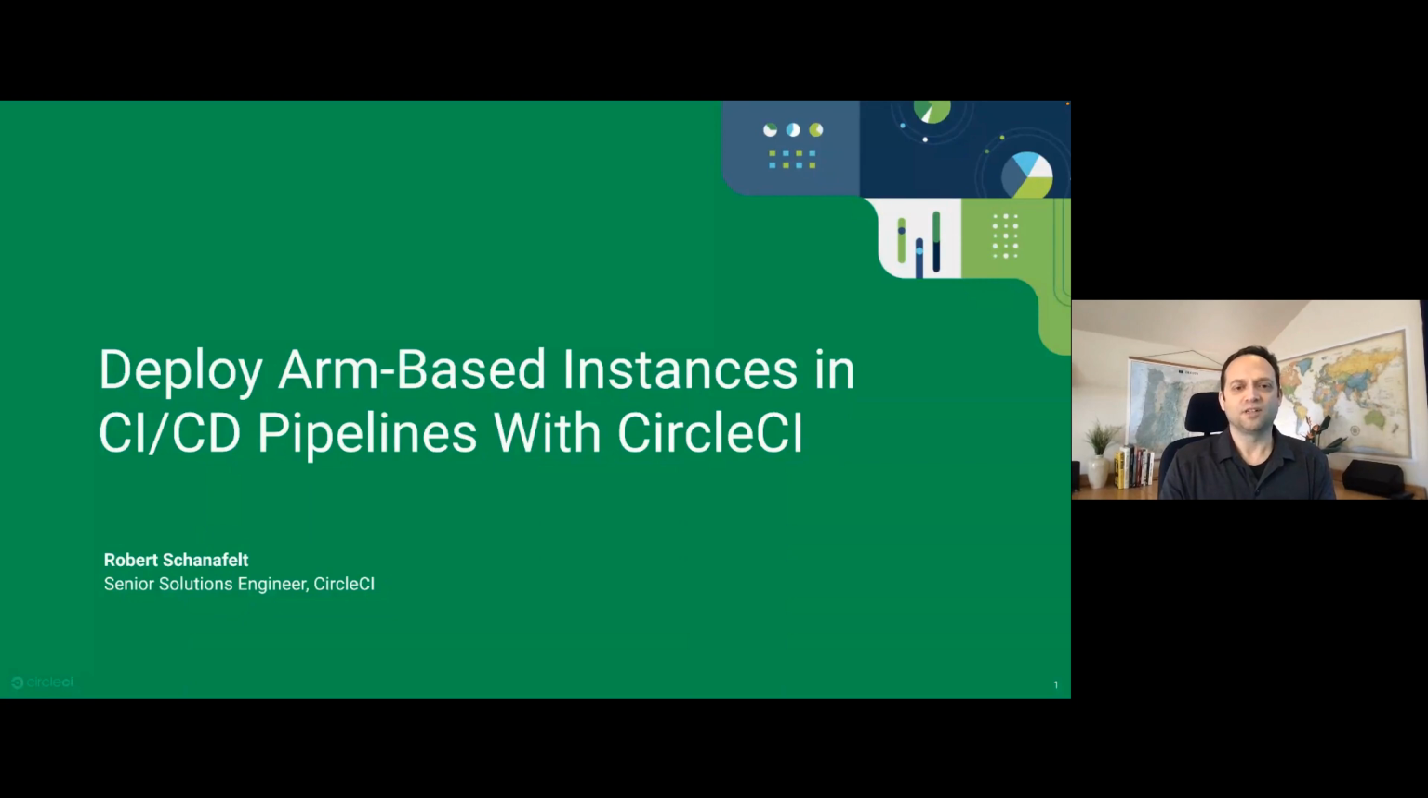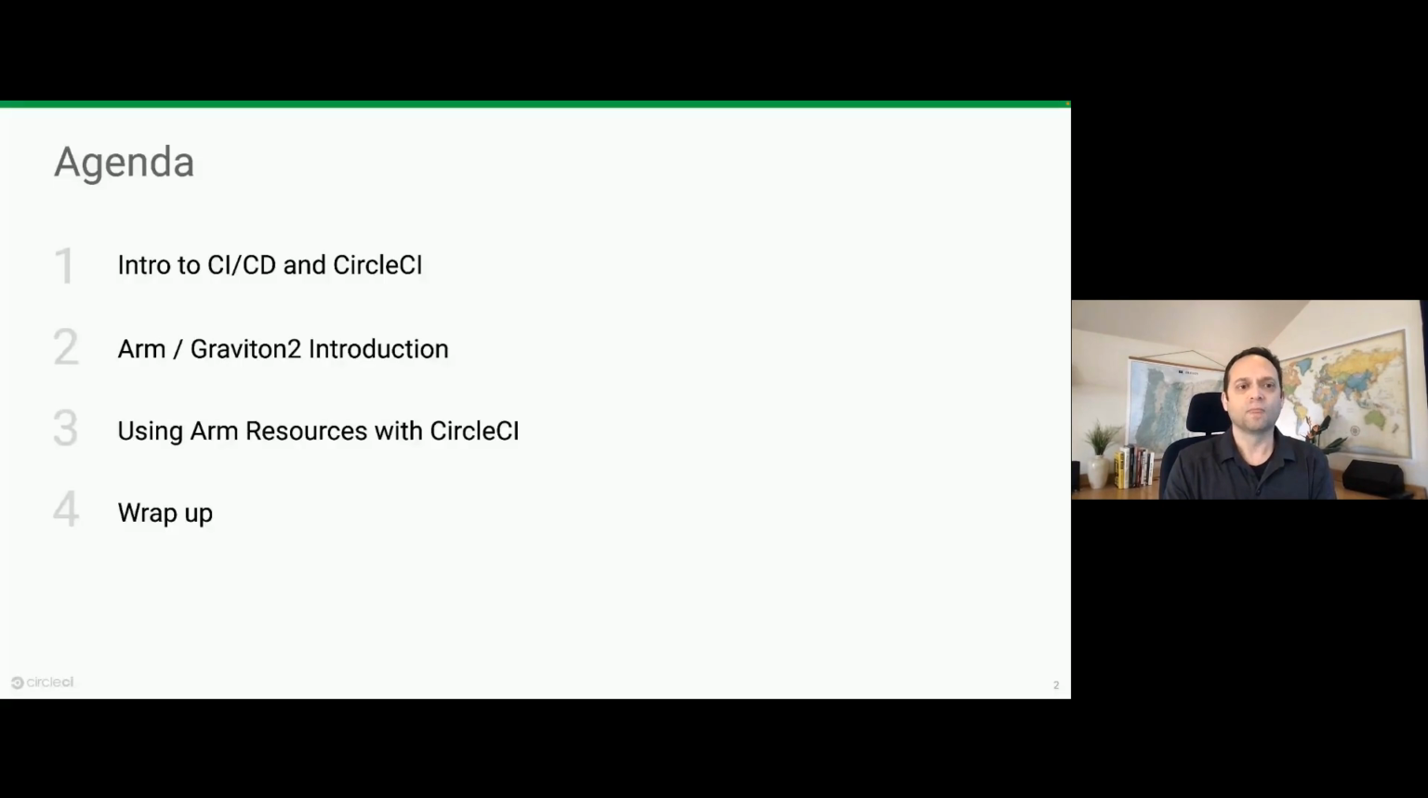We're ready to talk a little bit about ARM-based instances, and I'll start right off with the agenda. We'll do an intro to CI/CD for those who might not be fully familiar with it, and a little bit about CircleCI, just so you have some context for what we do. Then we'll jump into talking about ARM and Graviton2 specifically. And then finally, we'll start talking about how to use those ARM resources with CircleCI in your build pipelines. Then we'll wrap up with a few things at the end, and we'll be finished. I expect this to take about 30 minutes, plus or minus, depending on how things go. So let's get started.